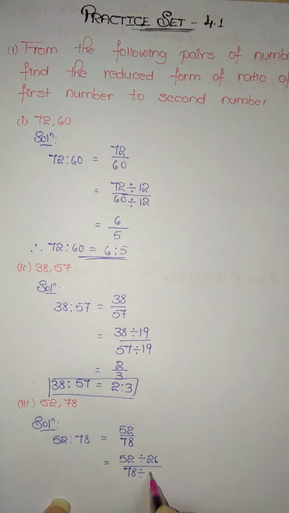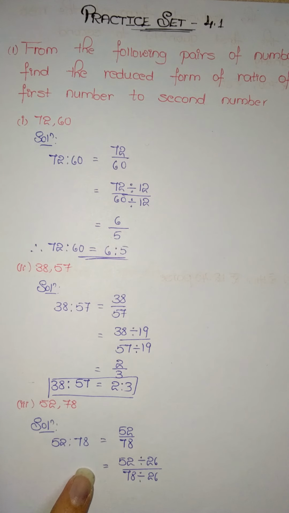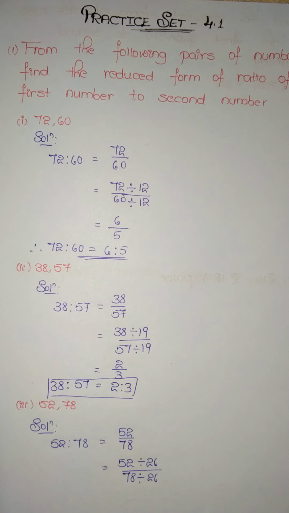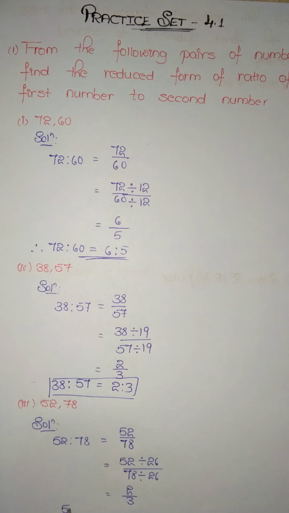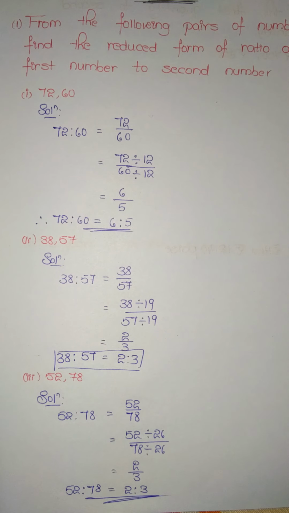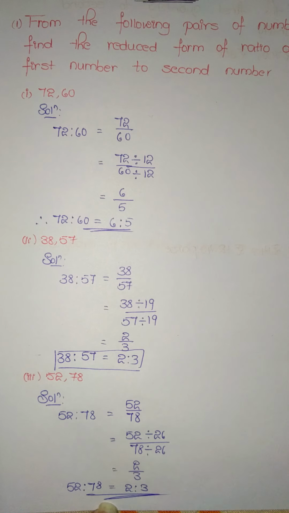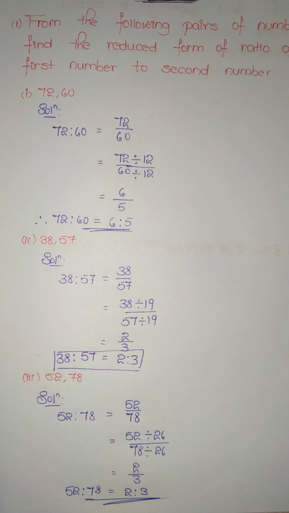Always divide by the biggest number. Actually this is divisible by 2 and maybe some other numbers too, but we have to take the highest number. So 26 is the highest number, so we take this one. Here 26 twos are 52 and 26 threes are 78. So the answer is 52 to 78 equal to 2 to 3. This is the simplest form. This is how to convert a bigger number into the simplest form. So that is all for our first question.